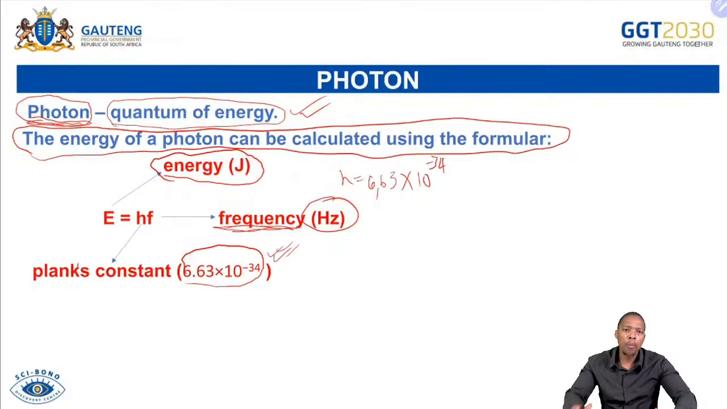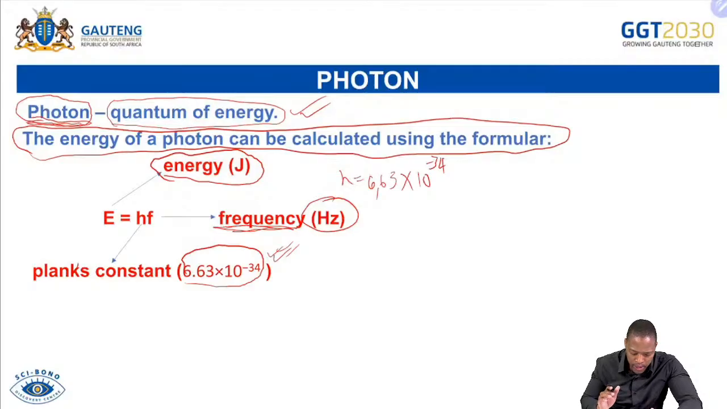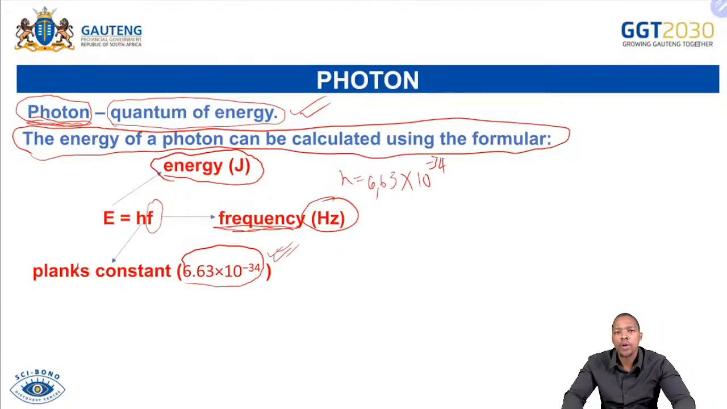Okay, so if you know Planck's constant, then it is easier for you to calculate the energy of a photon. Okay, right. So that means for me to be able to calculate the energy of a photon, I must know the frequency of the wave. Given the frequency of a wave, I can calculate the energy of a photon. So what if I don't know the frequency of the wave? Is it possible for me to calculate the energy of a photon? And the answer is yes.